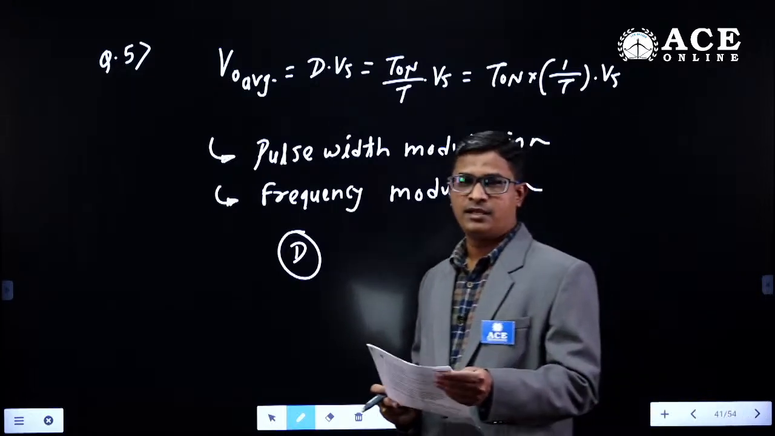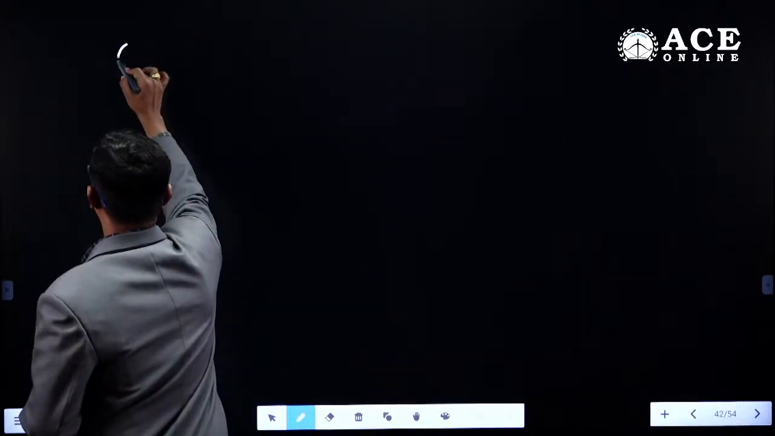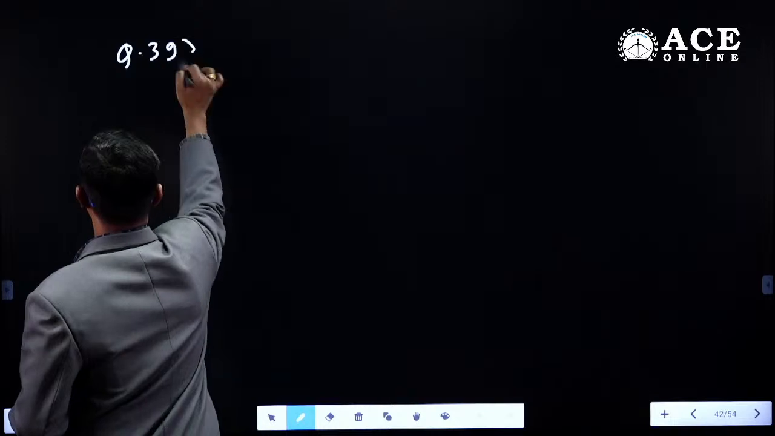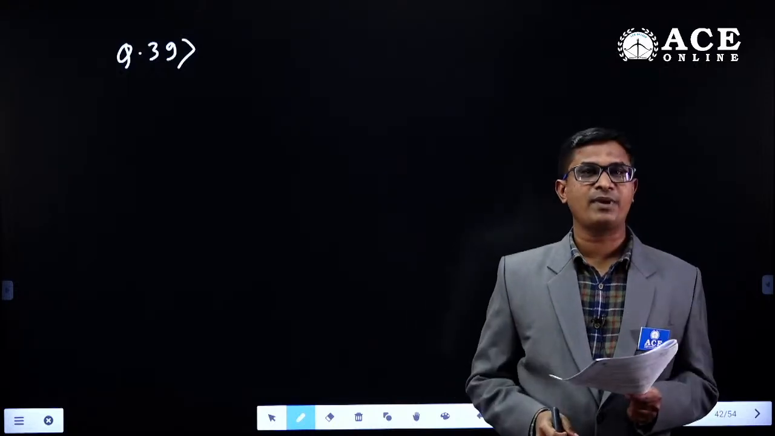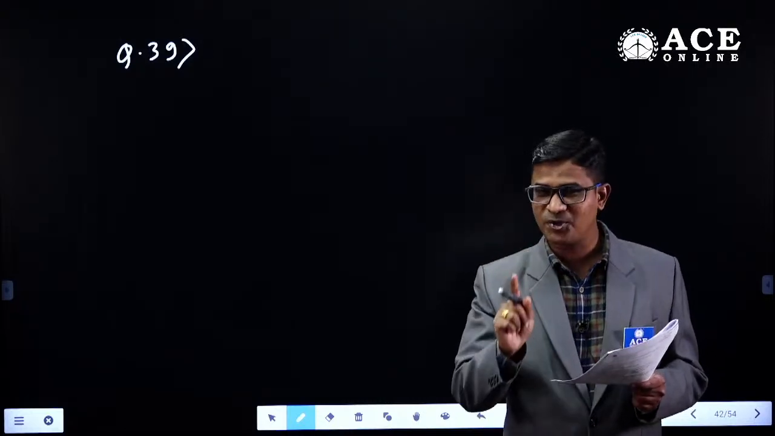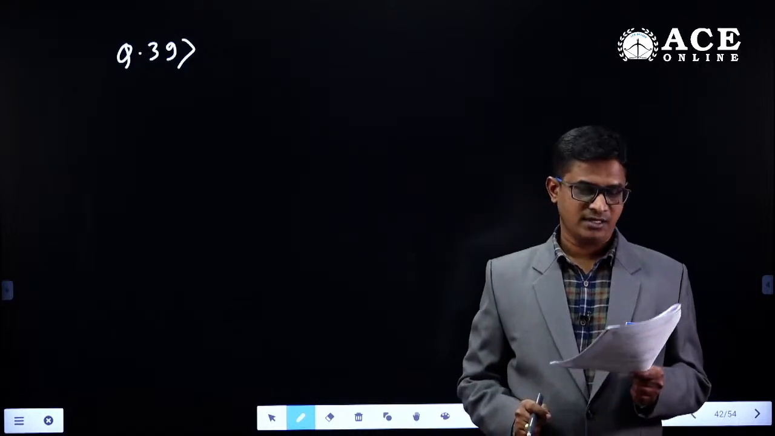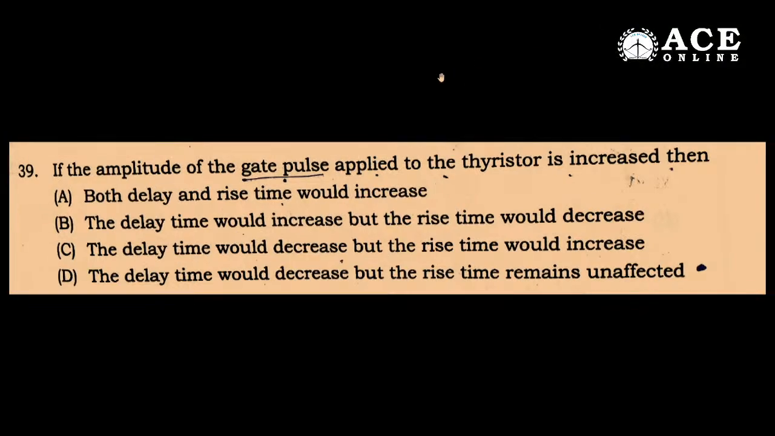Next, let us check the question number 39. Question number 39. If the amplitude of gate pulse applied to the thyristor is increased, they have mentioned, if the amplitude of gate pulse applied to the thyristor is increased, then first option, both delay and rise time would increase. Second option, the delay time would increase but the rise time would decrease. Third is the delay time would decrease but the rise time would increase. And the fourth is the delay time would decrease but the rise time remains unaffected.